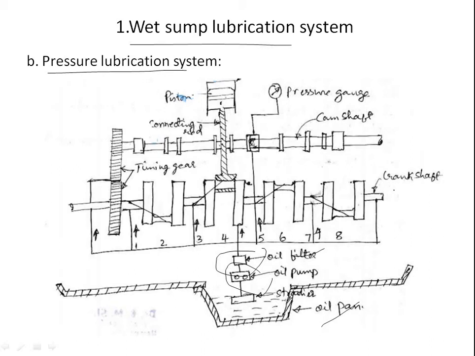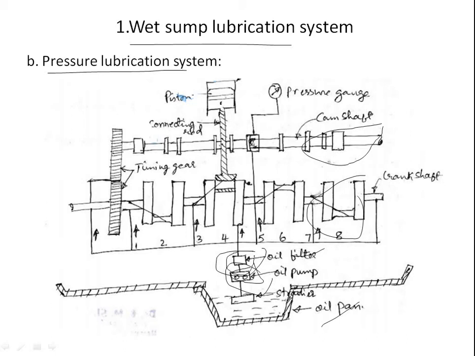The lower portion is the crankshaft, and this is the camshaft. The main working of the oil pump is to pressurize the oil to between 1.5 and 4 bar, and the oil passes through the filter.